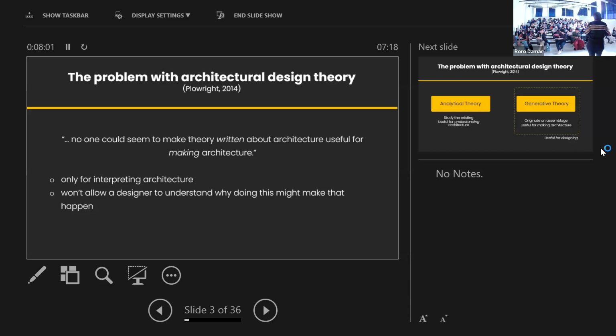We need theory to understand it, but after you use the same theory, it's not like you can make another design that's similar to the one that you observed. Yeah. And the theory won't allow a designer to understand why doing this might make that happen. I mean, this is not like a recipe. It's not like when you want to bake a cake, you have a list of the ingredients and what to do, and whoever I pass the recipe to, you can make the same thing, right?